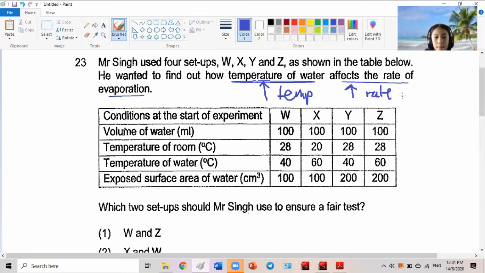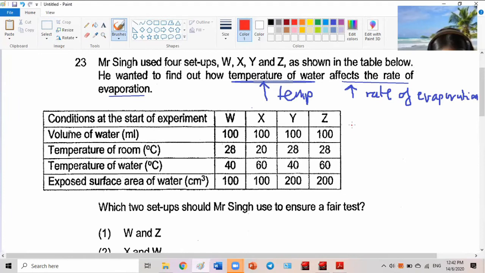Rate means how fast. Can you see? Girls, understand? Evaporation. Okay, I already gave you that. What else affects the rate of evaporation? Come on, just revision. Anyone want to tell me? This is not just pertaining to a question. I want to know what else affects the rate of evaporation. Anyone? Carissa? Exposed surface area.